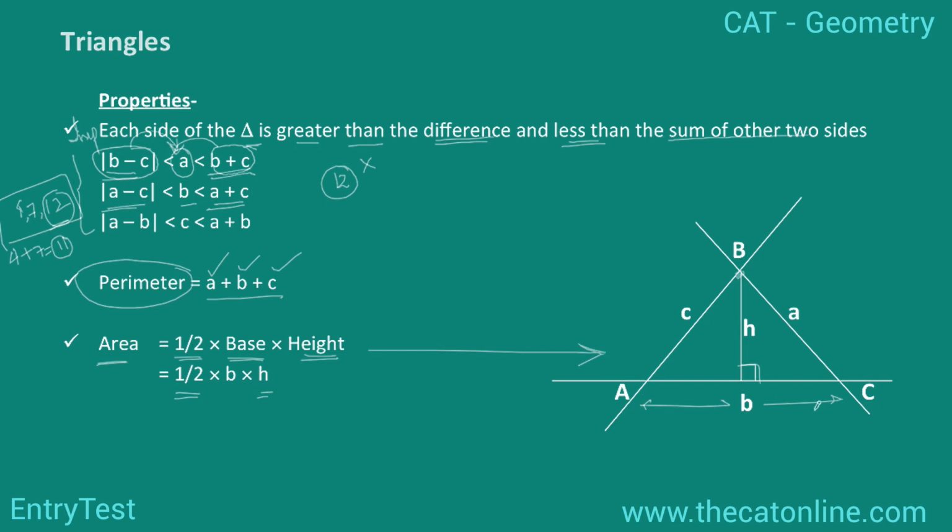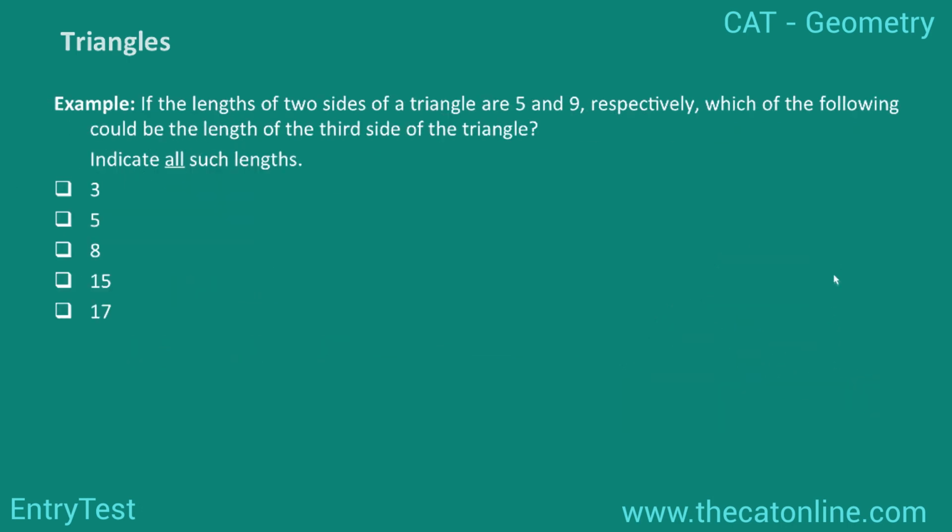If I have taken AC as the base, I could take AB as the base, but for AB as the base, the length of the perpendicular has to be drawn from the opposite vertex. Moving ahead, let's look at a question that we have. If the lengths of 2 sides of a triangle are 5 and 9 respectively, then which of the following could be the length of the third side of the triangle?